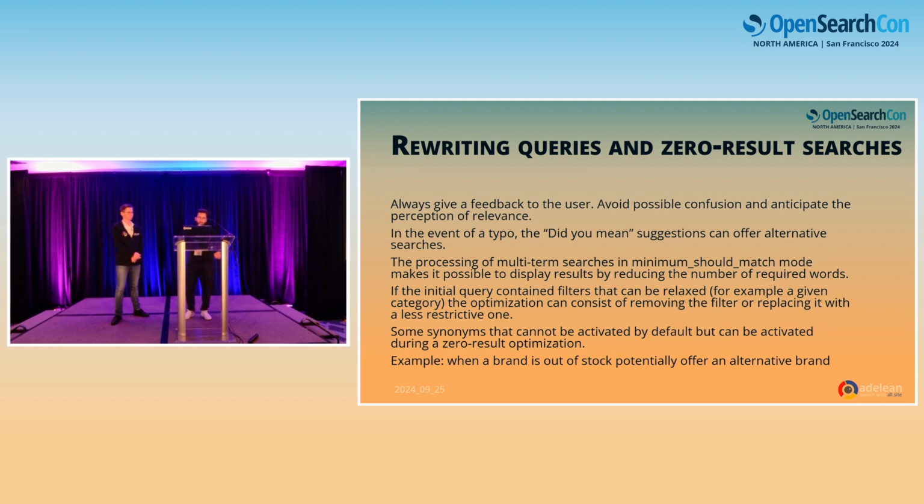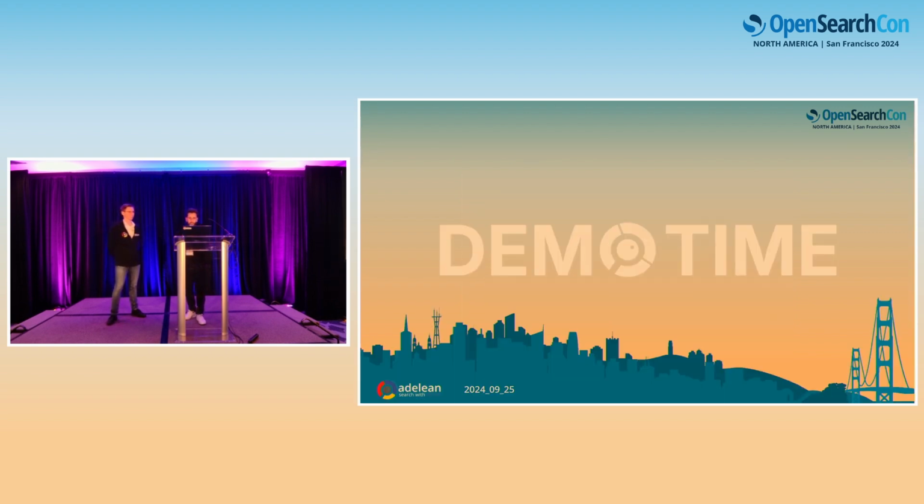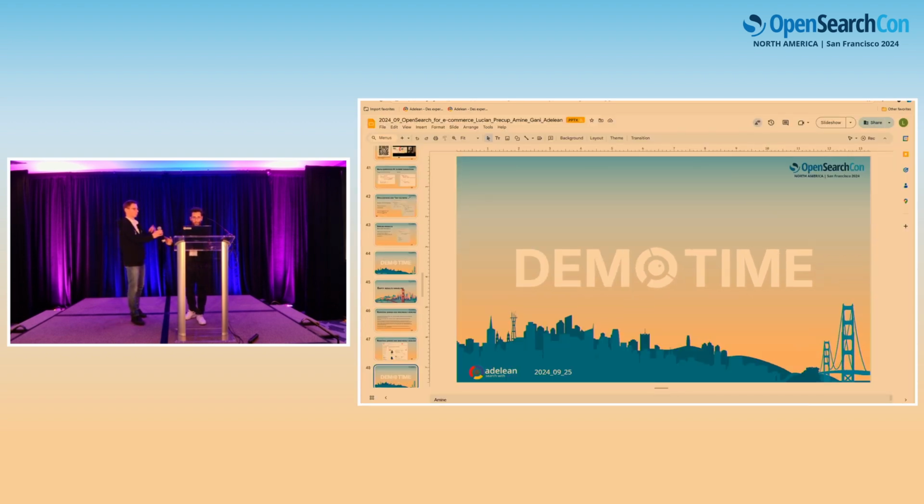The important thing here is to give feedback to the user, so that you say we didn't find results for your query, but we found results for this query. For this example, we have, did you mean ergonomic chair or office chairs? Because we changed the input of the user. It is very important that the user understands that you changed his query so that he will understand what he has in return. And we have a demo for this.